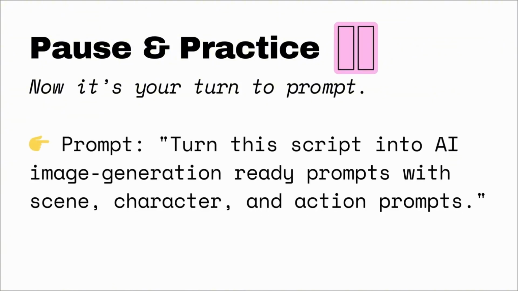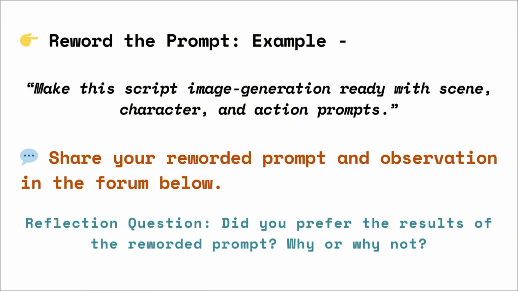It's time to pause and practice. Now it's your turn to prompt. Turn this script into AI image generation ready prompts with scene, character, and action prompts. Try rewording the prompt in a way that feels natural to you. For example, you could say, make this script image generation ready with scene, character, and action prompts. Did you prefer the result of the reworded prompt? Share your reworded prompt and your observations in the forum below.